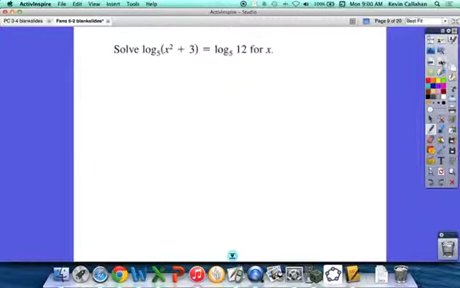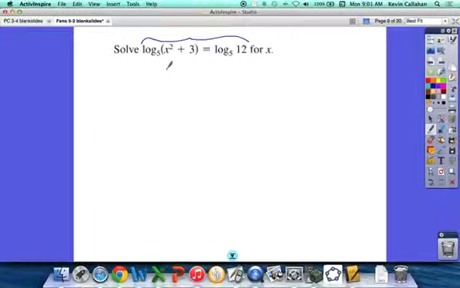Okay, so now we've got the one-to-one property, right? We've got a logarithm equals a logarithm. The bases of the logarithms are the same. So what equation can I set up? If the log equals the log, then the arguments of the log have to be the same, right? Because everything else about this is the same.